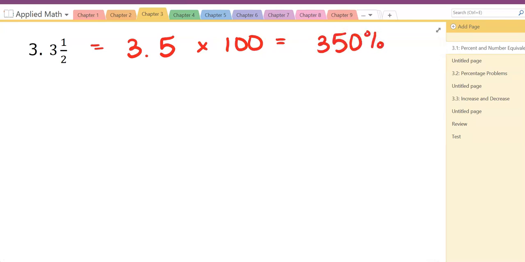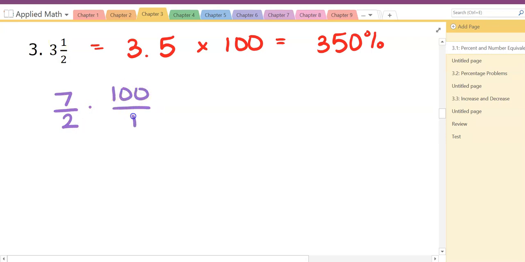If you wanted to, you could have written this as an improper fraction like we did last chapter, which would be 7 over 2, and then you can still take that times 100 over 1. So you would get like 700 over 2, which is still going to be 350, and then you just add your percentage sign to it. So you're going to get the same answer regardless of which method you guys choose to do.